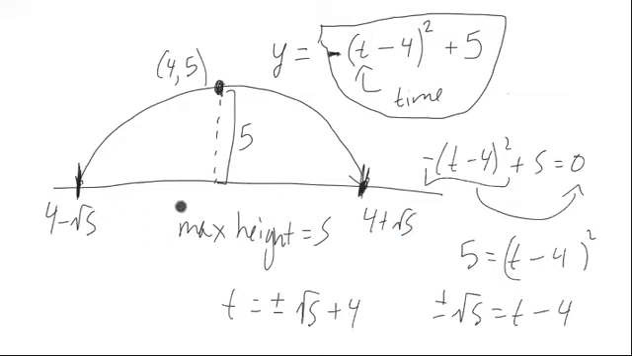And if you want to find the distance between these 2 points, let's think about this. This is 4, and you're going that way, square root of 5. You're going this way, negative square root of 5. So guess what? It's actually the total distance that it travels is 2 square root of 5.